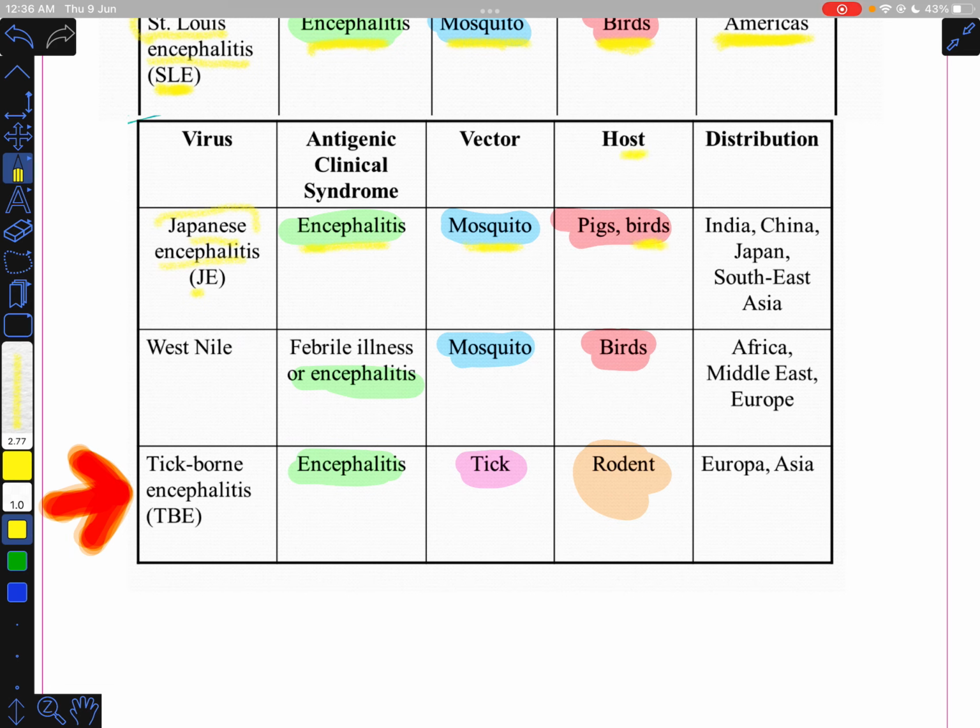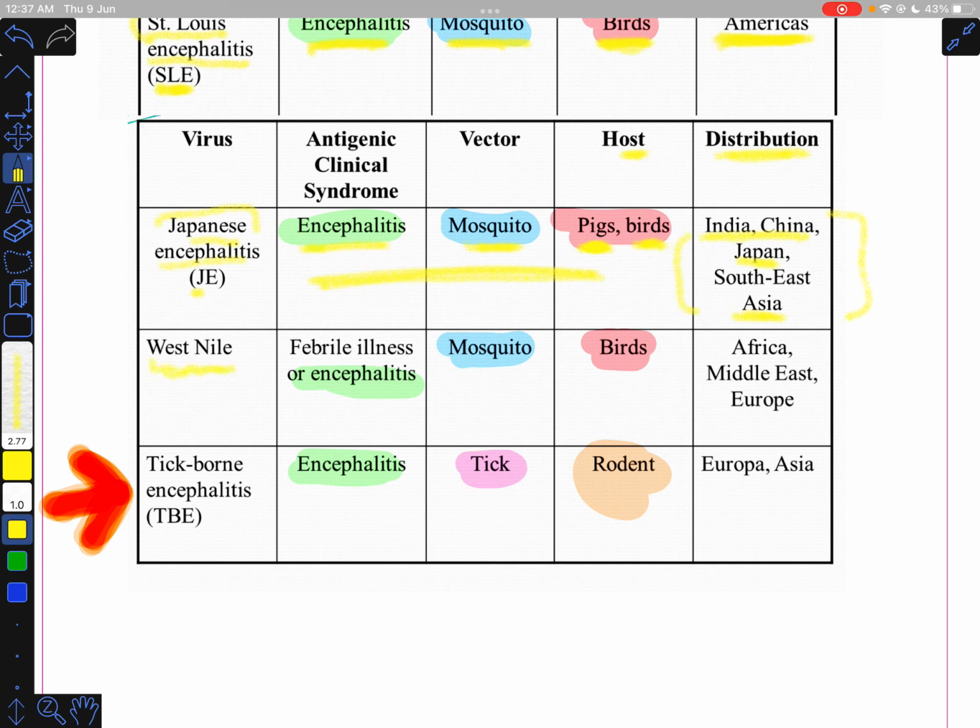What about the host? The host, bird, as always, but there's an addition, which is the pigs, and we know that Japan is the first country in the world whose population eats a lot of pigs. Distribution of Japanese encephalitis: it is found in Asia, so also Japan. Around Japan and Asia there is China and India. So this is the distribution. How can we remember Japanese encephalitis? All of it is the same as the others, just the distribution is different.